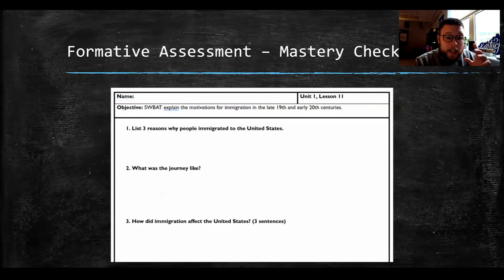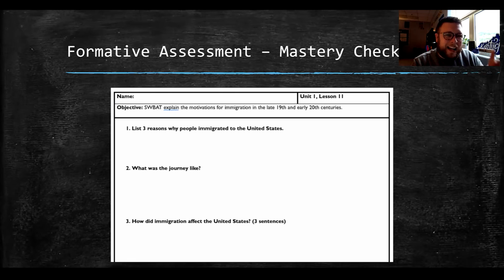And so again, each day ends, or each lesson, I should say, ends with a mastery check. So here you can see an example of a mastery check from a different lesson that I taught. And there are things that I can look at really quickly and check off. Students are writing it with their own hand, which I think can be really beneficial. Lists 3 reasons why people immigrated to the United States. I can look, boom, boom, boom, and check it off.